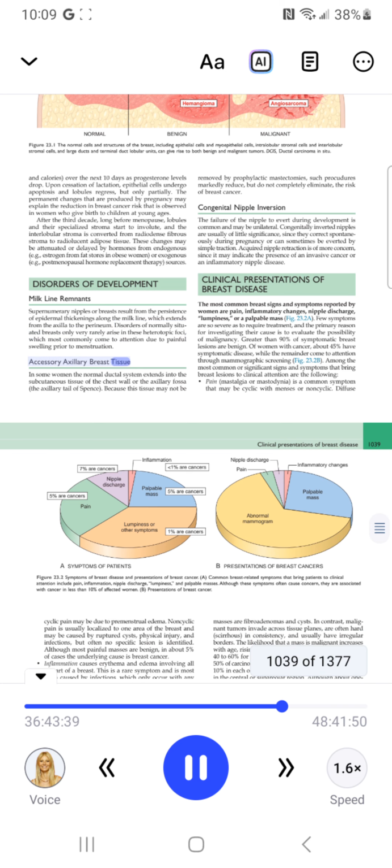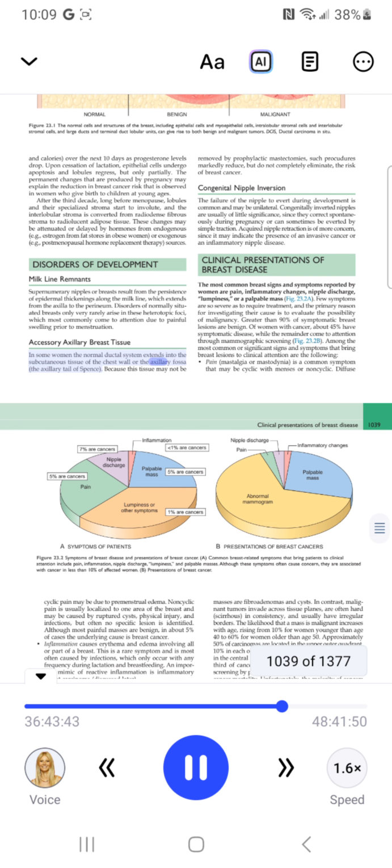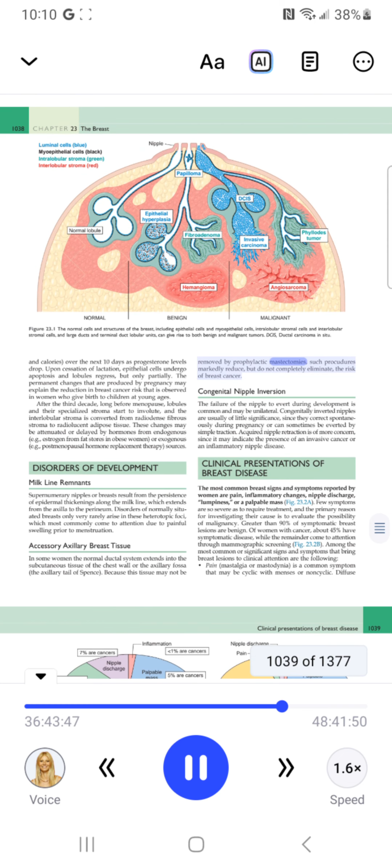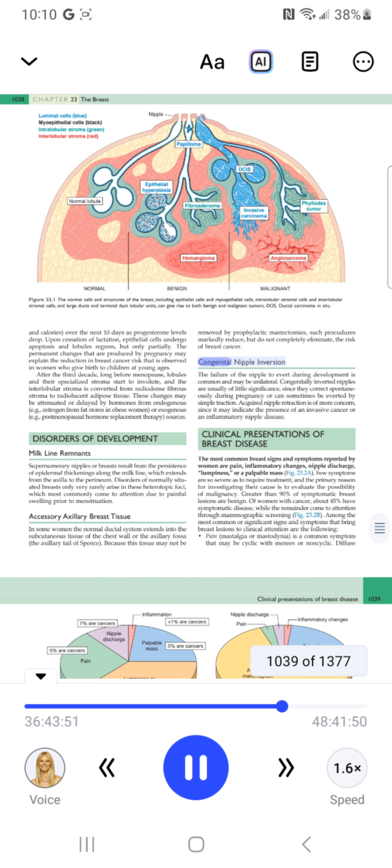Accessory axillary breast tissue. In some women, the normal ductal system extends into the subcutaneous tissue of the chest wall, or the axillary fossa, the axillary tail of Spence. Because this tissue may not be removed by prophylactic mastectomies, such procedures markedly reduce but do not completely eliminate the risk of breast cancer. Congenital nipple inversion.